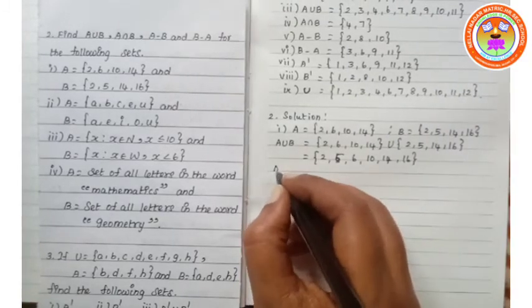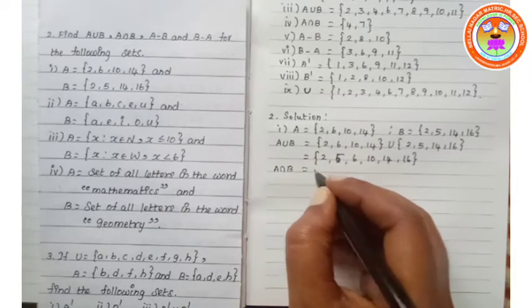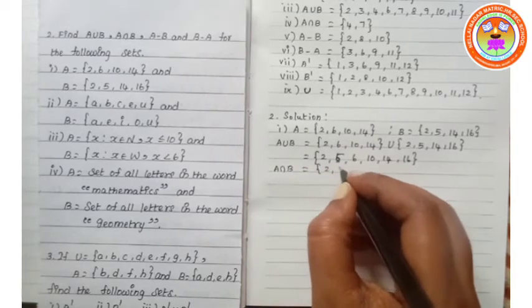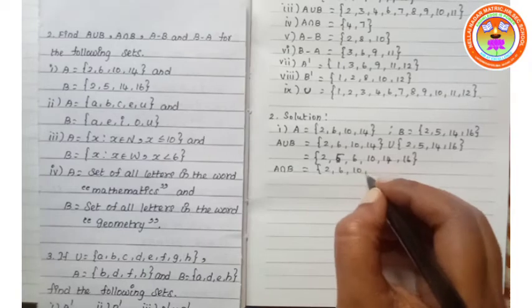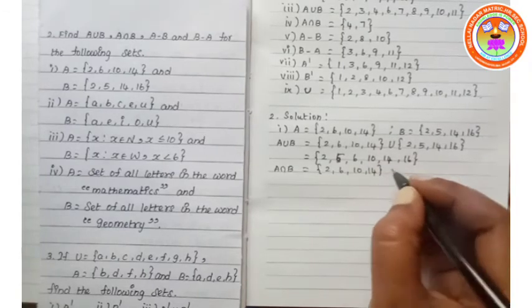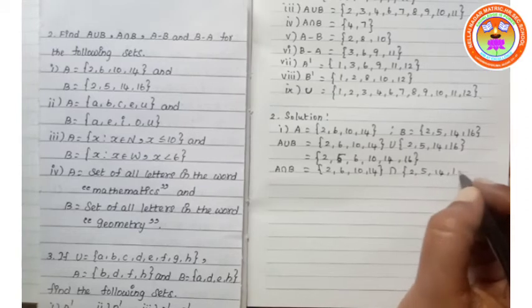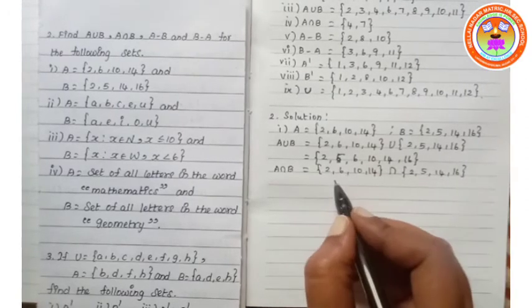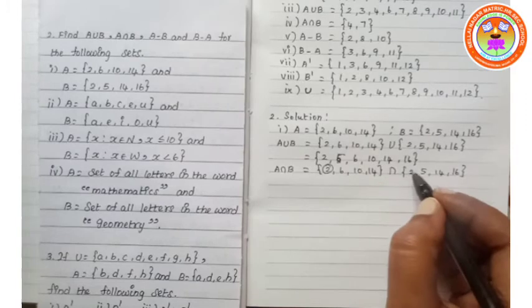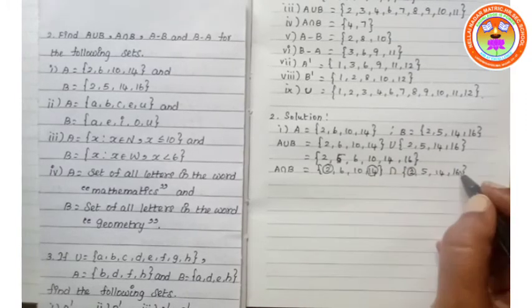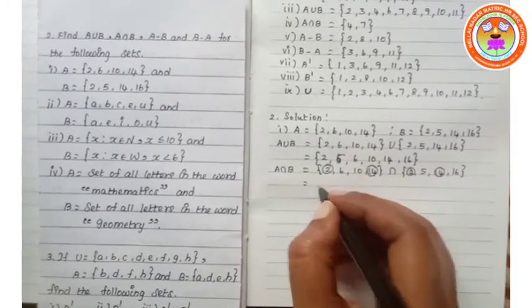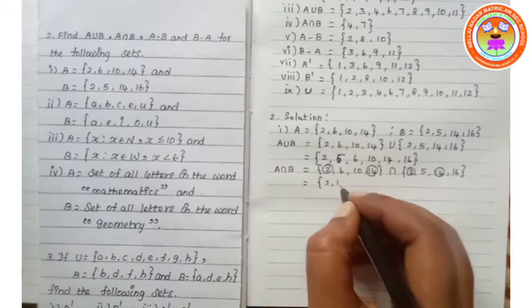Now A intersection B. A intersection B means common elements only. So A is 2, 6, 10, 14, intersection B is 2, 5, 14, 16. So what are the common elements in those sets? 2 is common and 14 is common. So the intersection set is 2, 14.